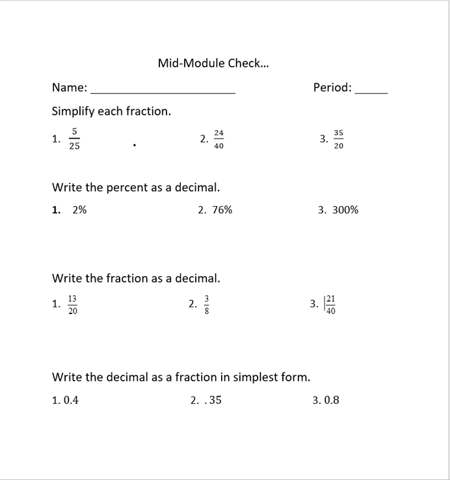Okay, so when you simplify a fraction, the way that you do that is you take the numerator and you take the denominator and you find the greatest common factor between those two. Now, factors are numbers that multiply together to get to those two numbers.